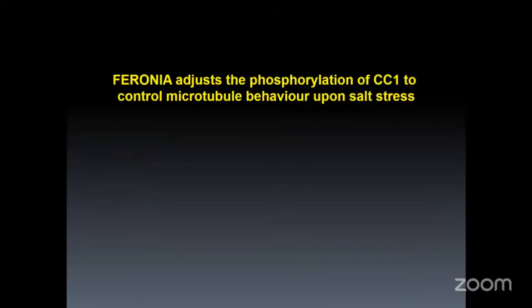So this is enough of nerding out on mechanisms, but I hope it's showing you that we can go from a completely unknown protein to probably the best characterized microtubule-associated protein in plant biology through these type of approaches. Right. So we can tell here that Feronia adjusts the phosphorylation of CC1 to control this microtubule behavior during salt stress.